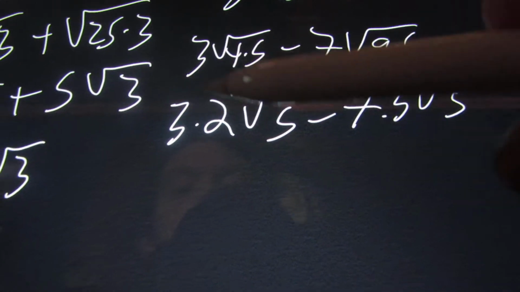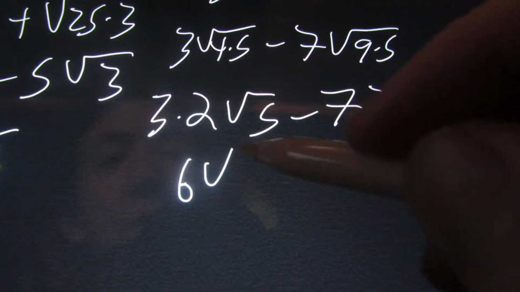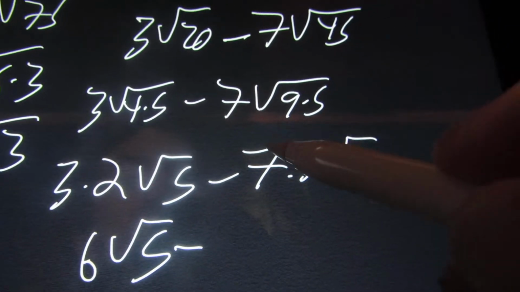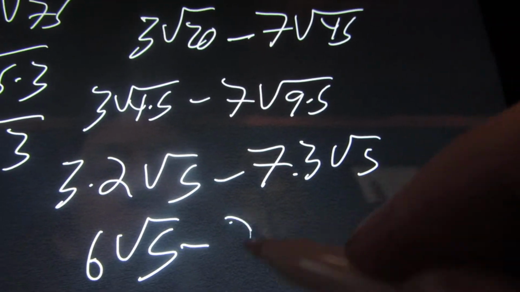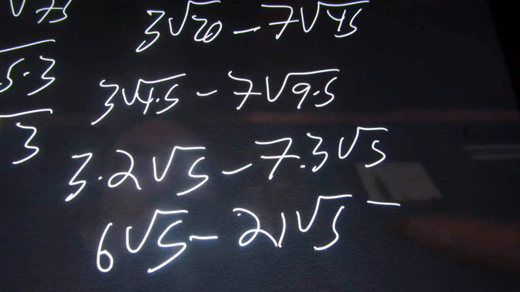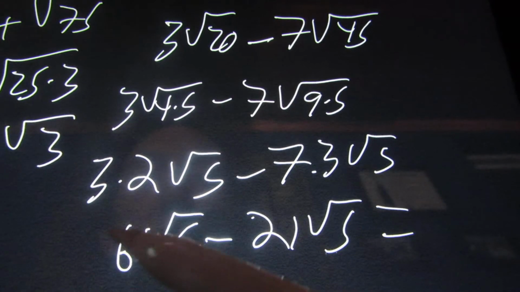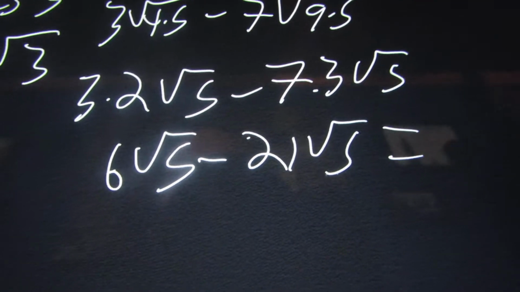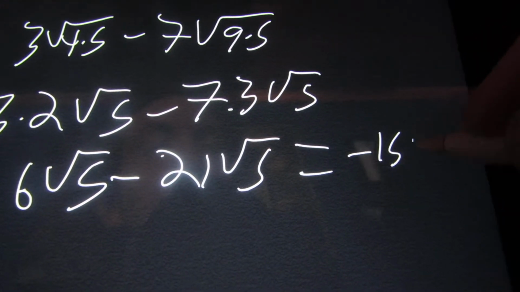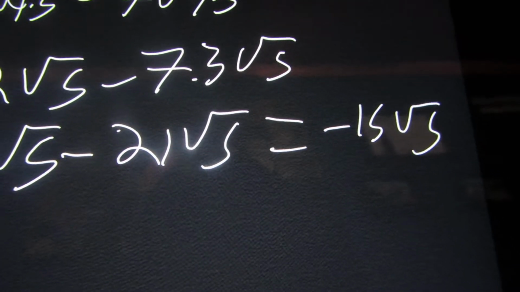Now we need to multiply the 3 times 2, which is 6 square root of 5. We have minus 7 times 3, which is 21 square root of 5. And now we can subtract: 6 minus 21 is negative 15 square root of 5.